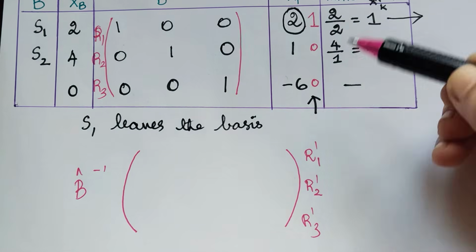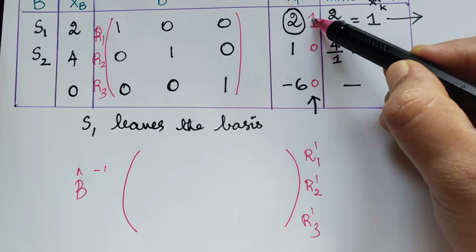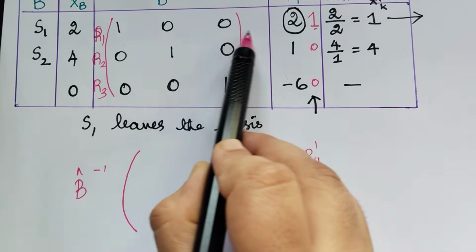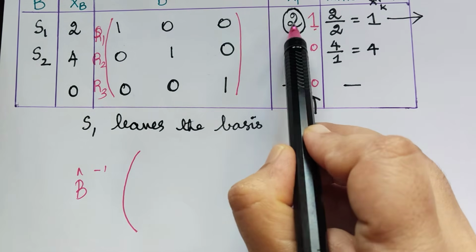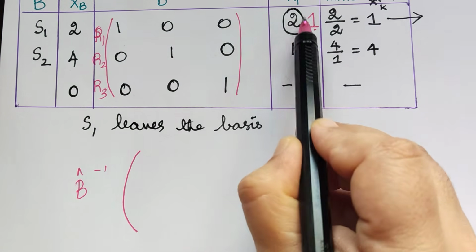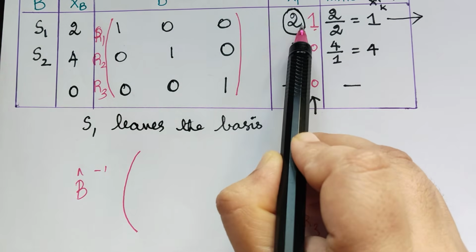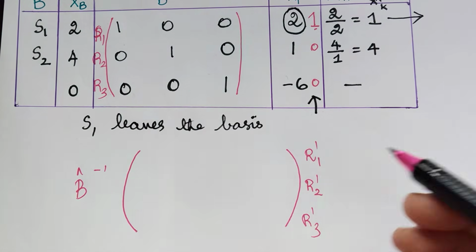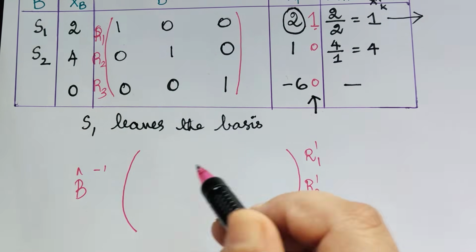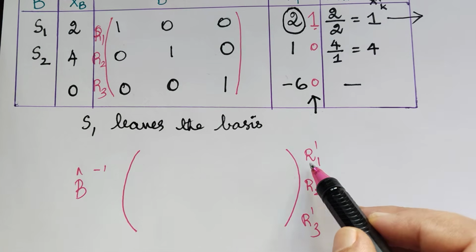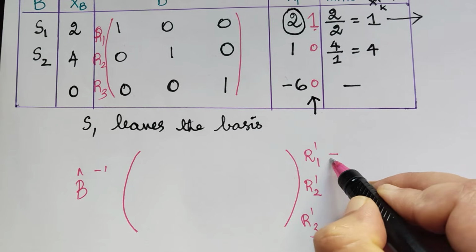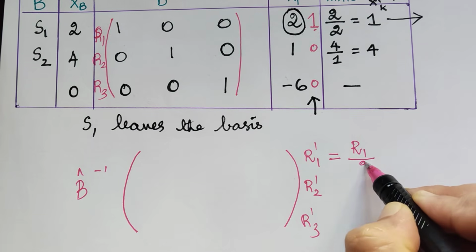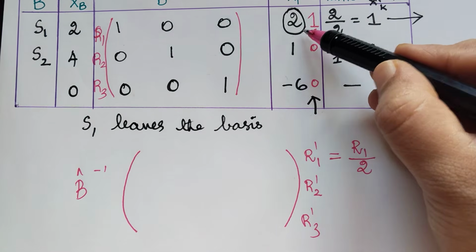So in the key column we want to make the key element unity, which means we have to divide row 1 by 2. If we divide 2 by 2, we will get 1. So to make this 1, the full row we have to divide by 2. After that, the resulting matrix will give us the first row, R1 dash, which we obtain by dividing row 1 by 2 in order to make the key element 1.